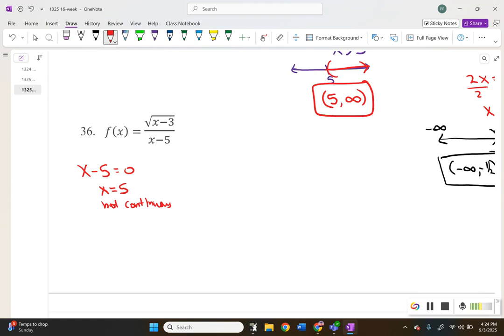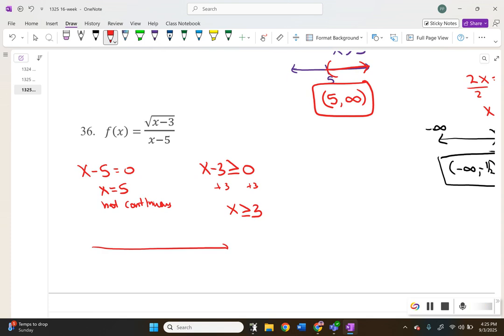Then we have to deal with this even-rooted radical. So at this top here, x minus 3 has to be greater than or equal to 0. If I add 3 to both sides, I get x has to be greater than or equal to 3. So I've got two things happening here. x has to be greater than or equal to 3, but it cannot be 5.